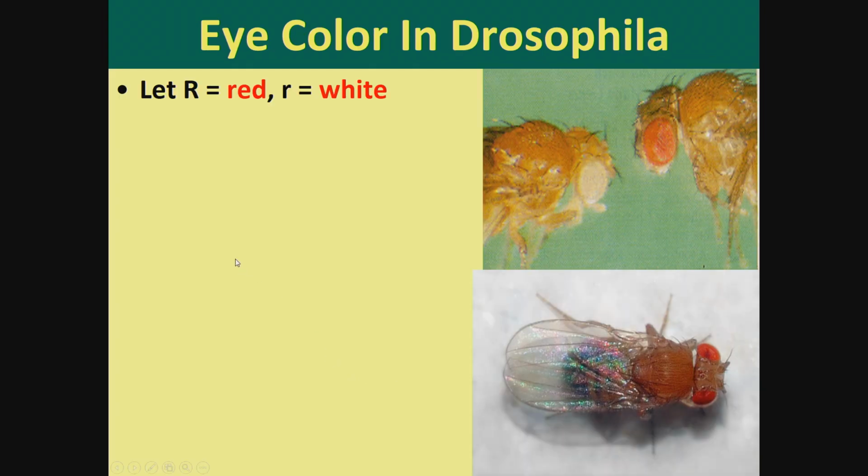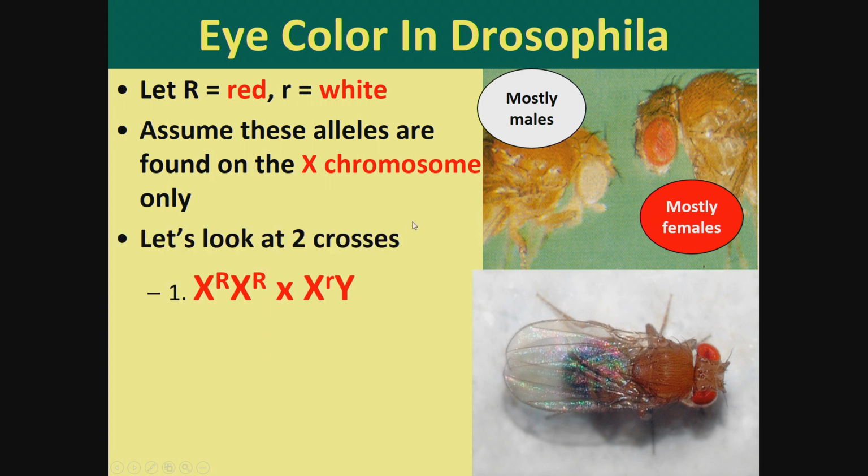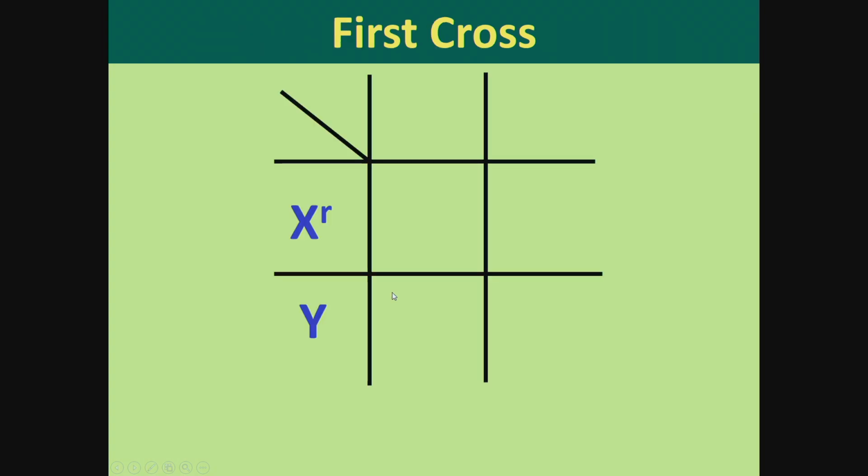Color in Drosophila is controlled by 2 alleles, capital R representing red, and recessive was white. These alleles are on the X chromosome, so we need to write it involving the X chromosome. So females have 2 X's, males have an X and a Y. We're going to do 2 crosses. Let's start with recessive male and homozygous dominant female.